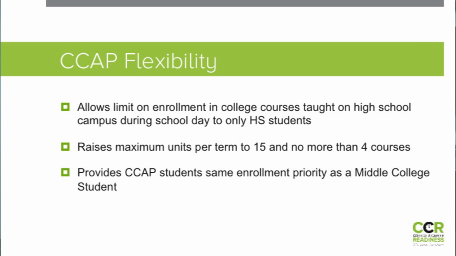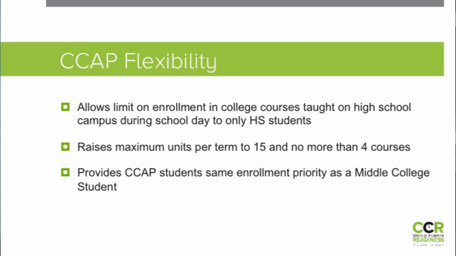There is some flexibility in our CCAP agreements that we don't have in existing law for dual and concurrent enrollment. CCAP allows a limit on enrollment to only high school students. So when a course is being taught on the high school campus and it's a college course, through a CCAP agreement, meaning if that course is designed and approved through the CCAP agreement process, that course can be limited to only high school students. It also allows high school students to take 15 units a term or a semester, if that's the case, and no more than 4 courses.